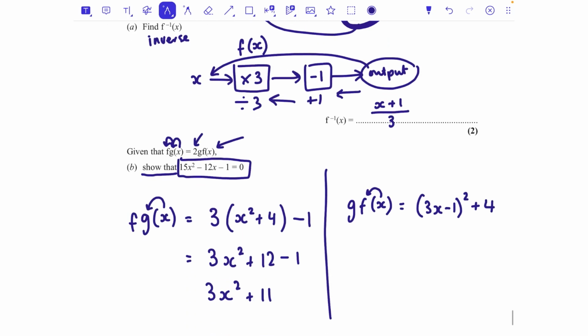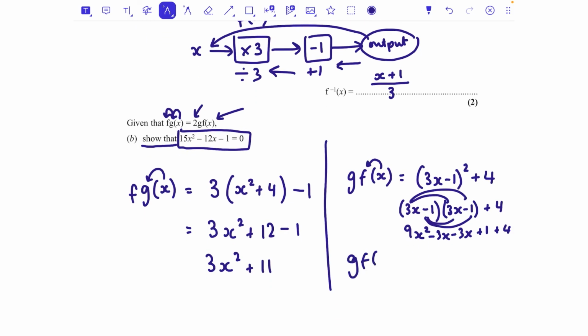Now squaring a bracket means timesing it by itself, so we need to do 3x minus 1 times 3x minus 1 and then add the 4. So that's 9x squared minus 3x minus 3x, add 1, add 4, because minus 1 times minus 1 is add 1. Okay, great. So g of f of x is 9x squared minus 6x add 5. From the 1 add the 4. And I didn't just want g of f of x, they actually asked me for 2 of those. So I'm going to double that. So 2g of f of x equals 18x squared minus 12x add 10.